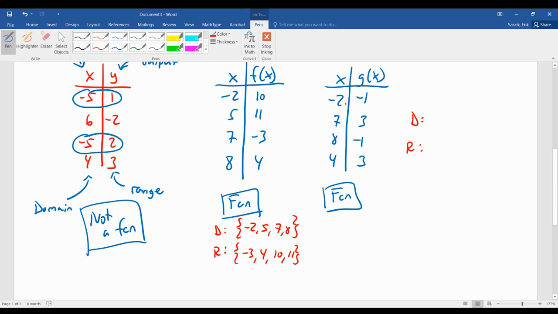Here on this one, our domain clearly is over here. Again, just listing from smallest to greatest. And on the right, now this is interesting. Our range, you don't list repeats more than once. So our range would just be -1, 3. Okay?